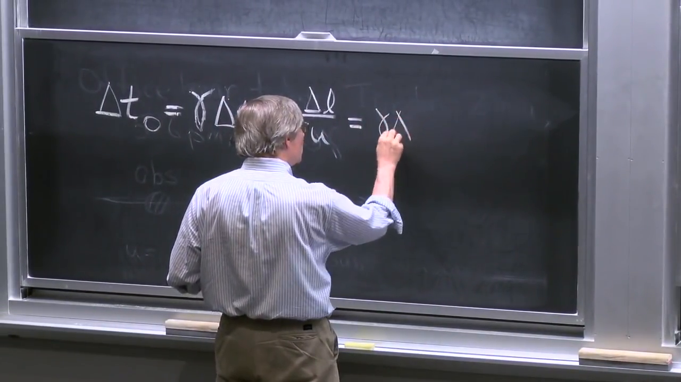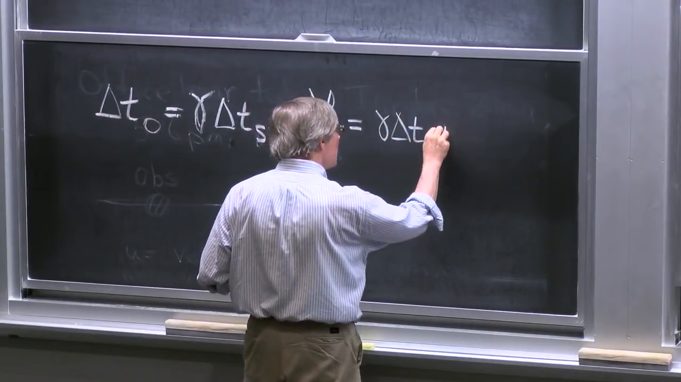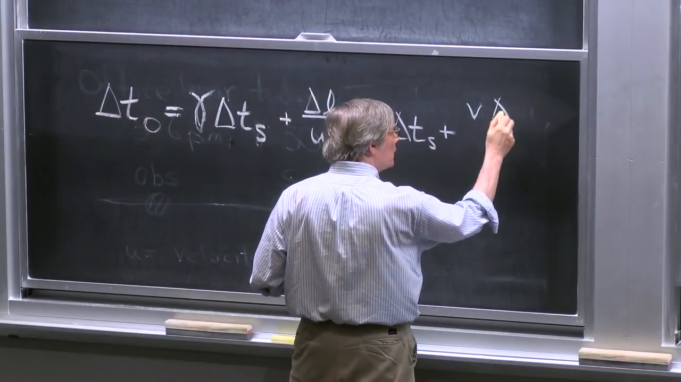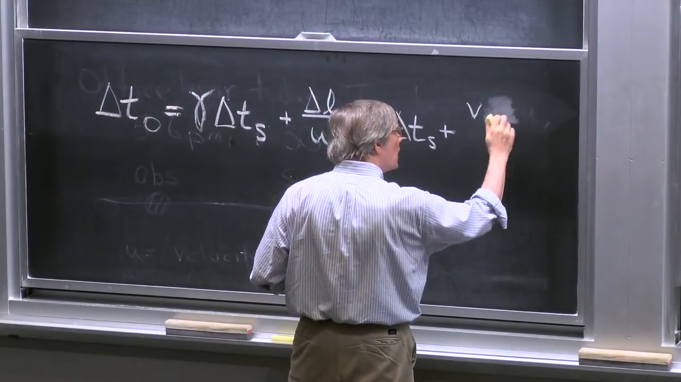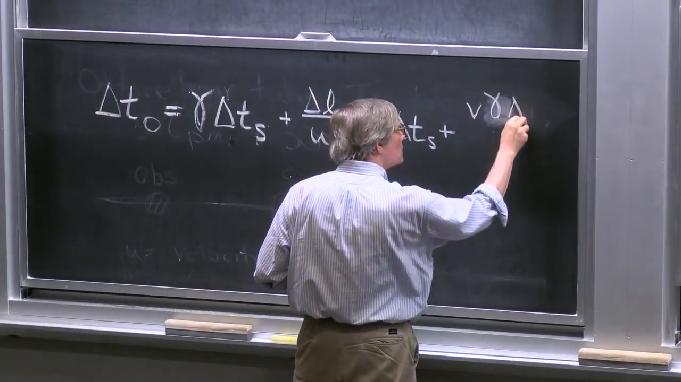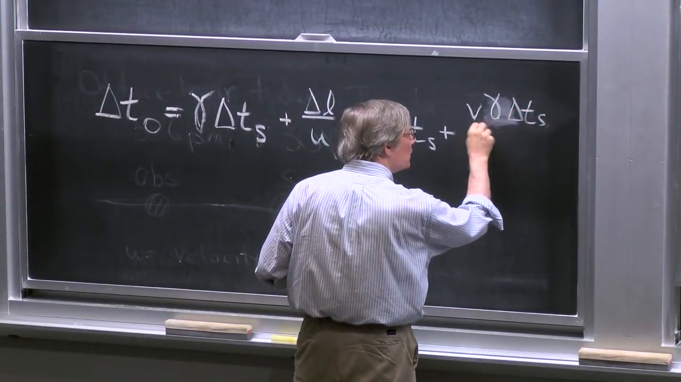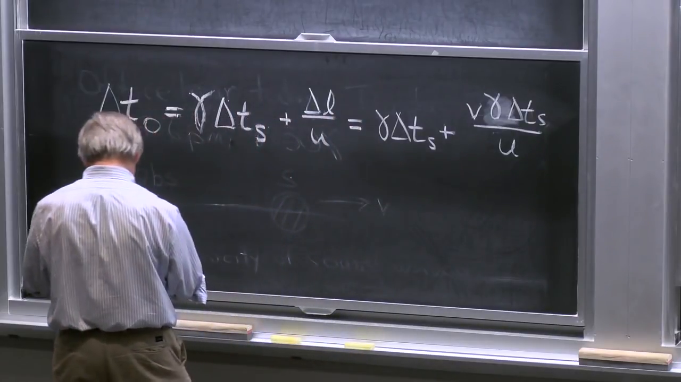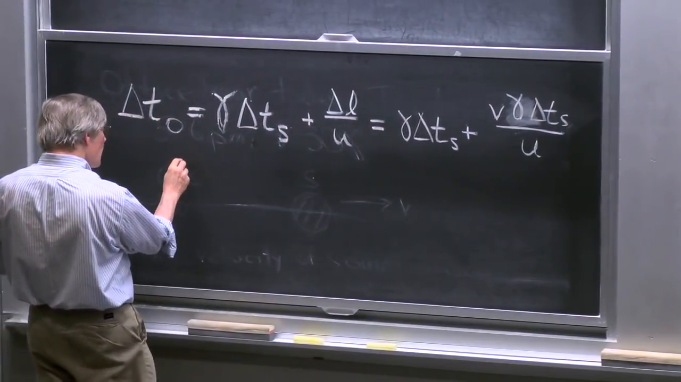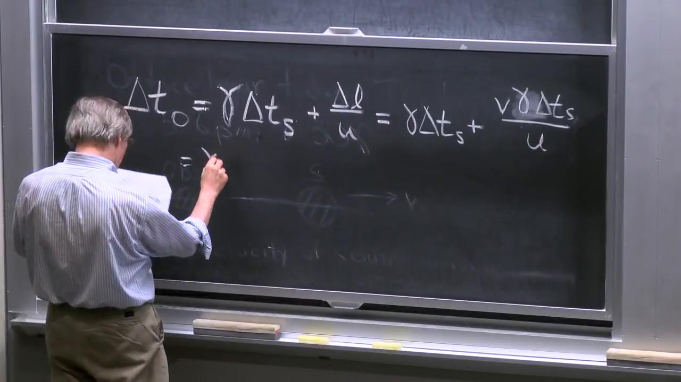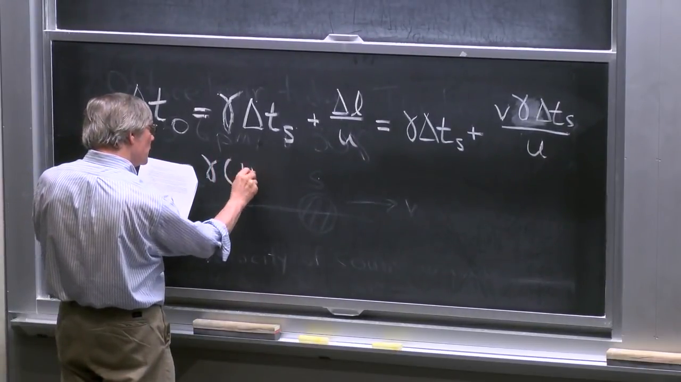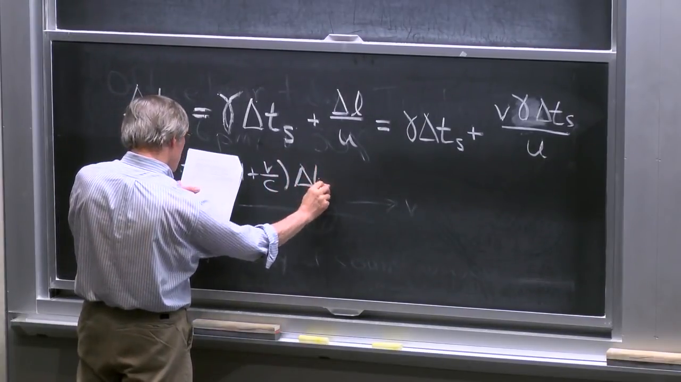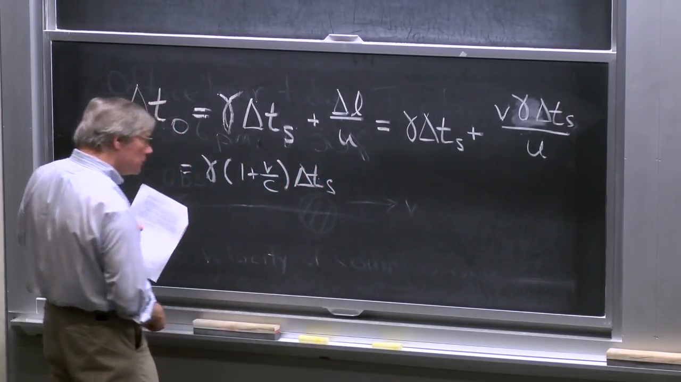So it's gamma times delta t sub s plus v times gamma times delta t sub s divided by u. So the whole answer just changes by a factor of gamma. So it's gamma times 1 plus v over c times delta t sub s.